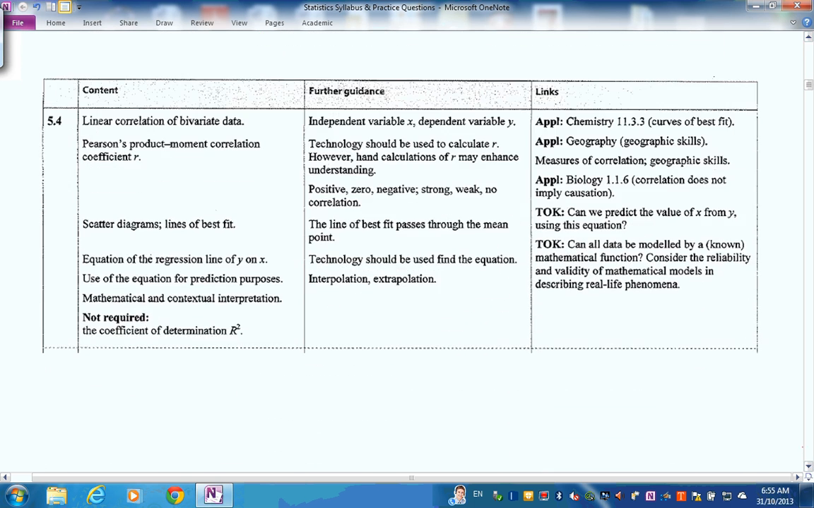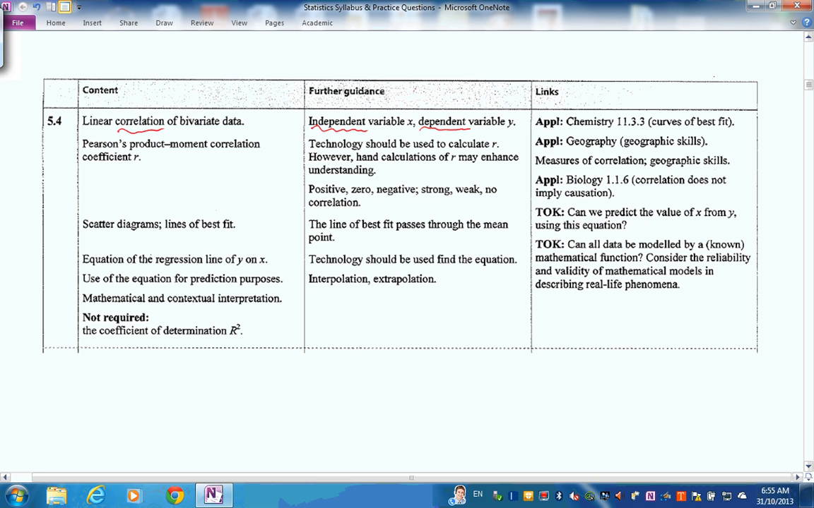Okay. Here we go. The last section then, linear correlation of bivariate data, how much they're associated, the idea of the independent variable being on the x-axis, dependent variable being on the y. Even if it's not called x and y, they are the axes that you will put them on. So independent variable on the horizontal axis, dependent variable on the vertical axis. Labelling the axes carefully with the contextual variable here.